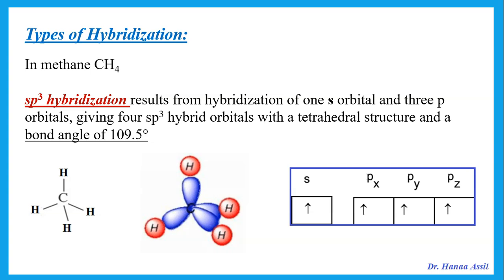So in sp3, we're hybridizing 1 s and 3 p orbitals, and each of these orbitals is now called an sp3 hybrid orbital. And we know that if we have 4 pairs of electrons shared, we need to arrange them with minimum repulsion between the shared pairs of electrons. So this kind of molecule that has sp3 hybridization has a tetrahedral structure with bond angle 109.5.